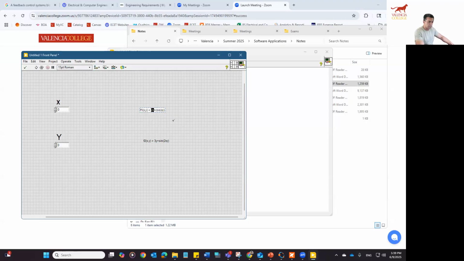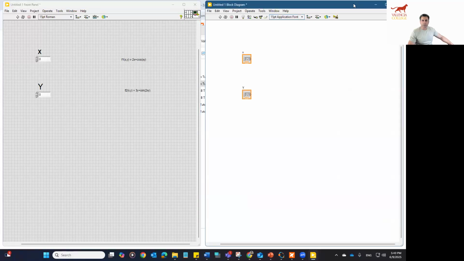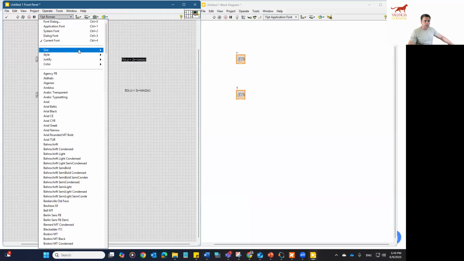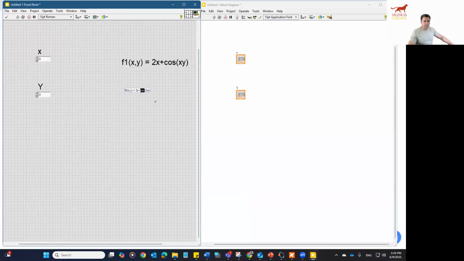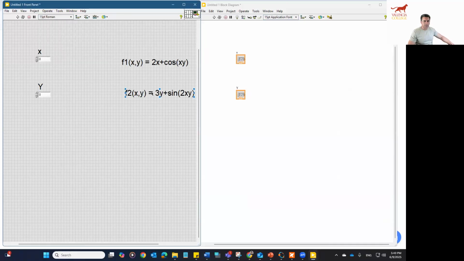Let me go ahead and make them bigger. I can also put both the block diagram and the window right and left by going to Window, and then you can choose Tile Left or Right or Tile Up and Down. So you can see both of them at the same time. So let me do that. So you have this expression, and then you have this expression. So you have two expressions.